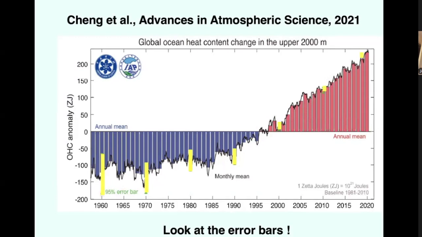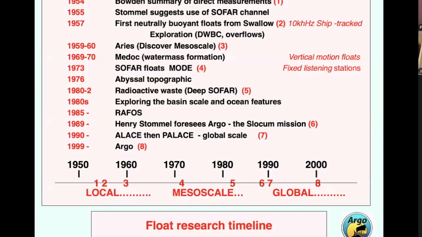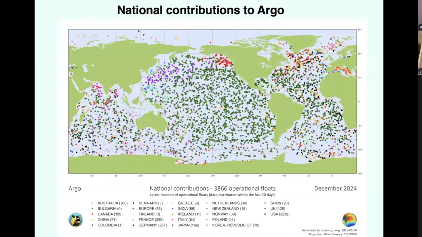So that's where we are today. We actually have an array of 4,000 floats, some of them operating in ice-covered areas, some in marginal seas. Here's an overview of all the steps that we've taken, from 1950 up to 2000, the 50-year development program from Swallow floats to Argo. And here is the array as it is today with about 4,000 operational floats. 23 countries are involved, with the USA providing half of those floats. We hope that will continue.